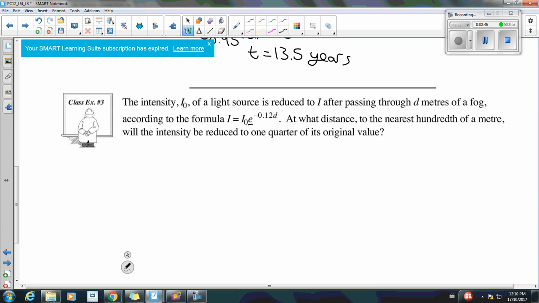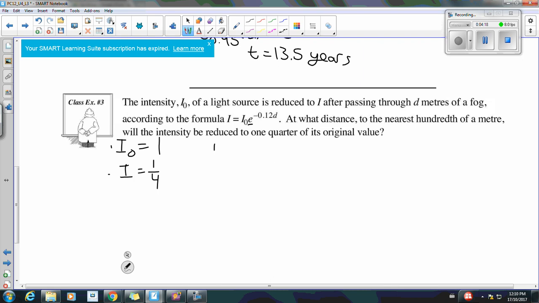Sometimes these ones throw people off because it doesn't give us an original value and somehow we need to get at 1/4 of that. So it's fine to say that my I0, I started with 1. So that means I would be 1/4. You could choose any value for I0 and the relationship will hold. So we choose something easy like 1. You could choose 100 if you'd rather not work in fractions, as long as you pick a value and then 1/4 of that value.